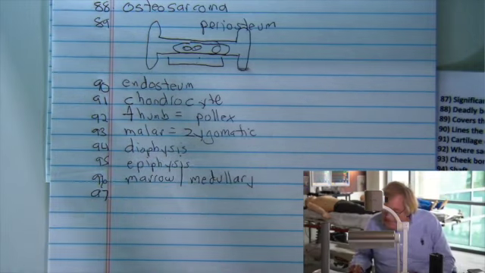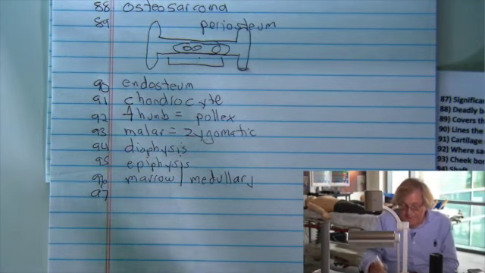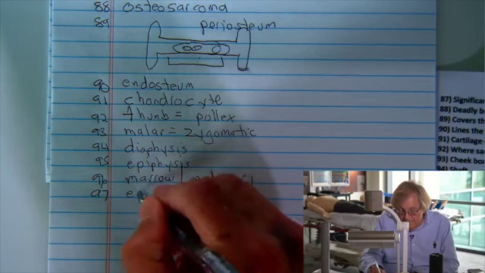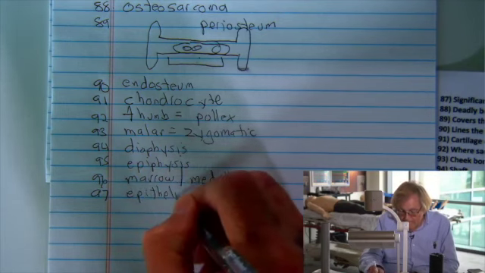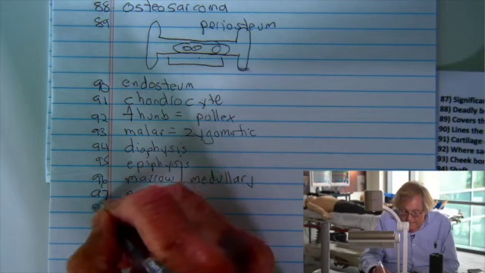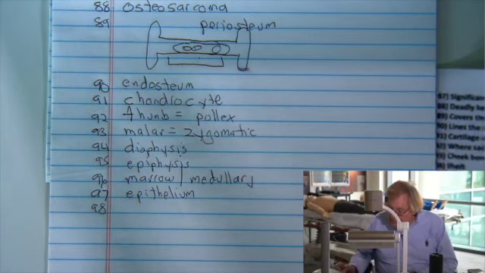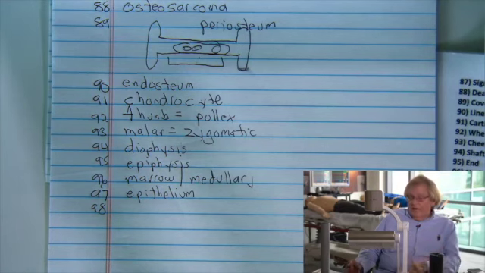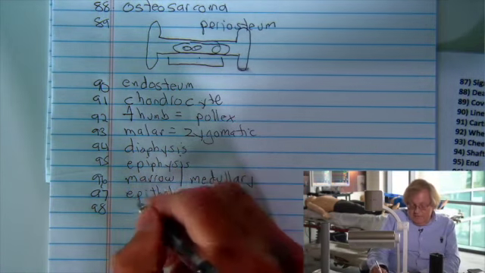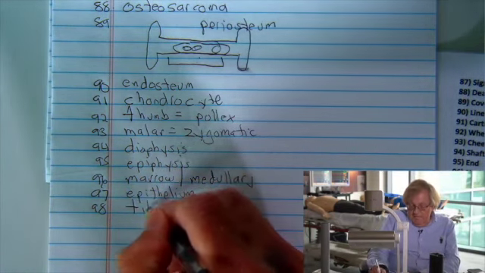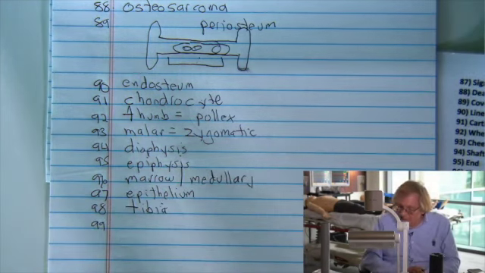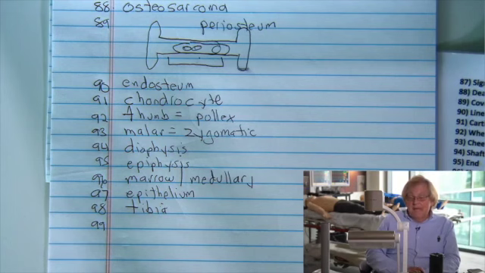97 says lines. Remember, lines or covers. That's going to be the word epithelium. 98 says shin bone. Remember, you kicked your shin. What bone did you actually hit? You actually hit your tibia. 99. Kneecap.